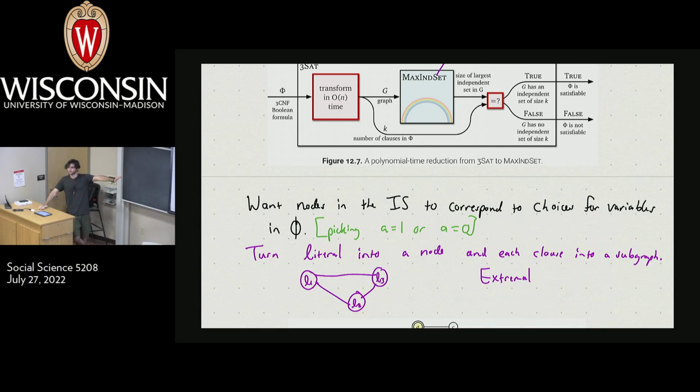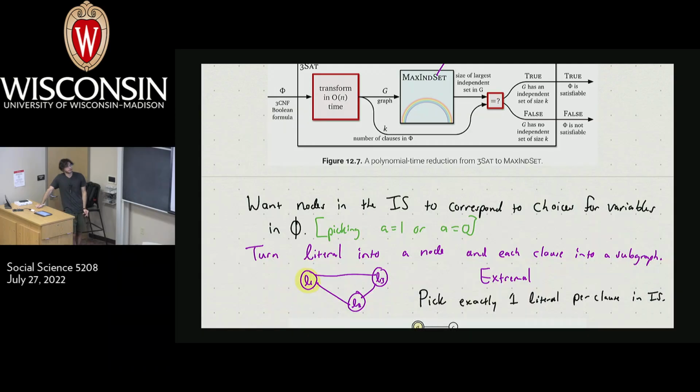This is helpful. Why? Because if we include a node from this triangle in the independent set, we can't include the other ones. Let's say we include L1 in the independent set. If we include either of the others, it's not independent because there's an edge between them. So what this does is ensure we pick exactly one literal per clause in our independent set. That's cool.